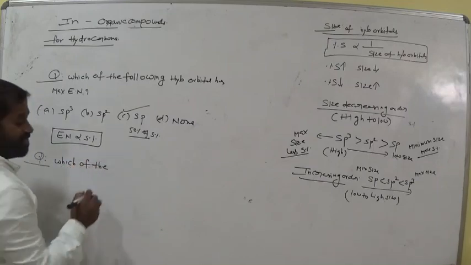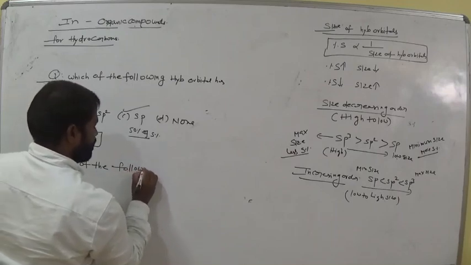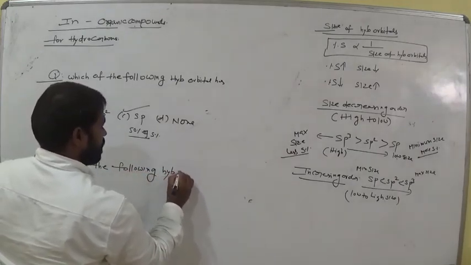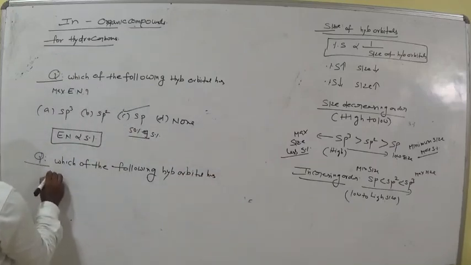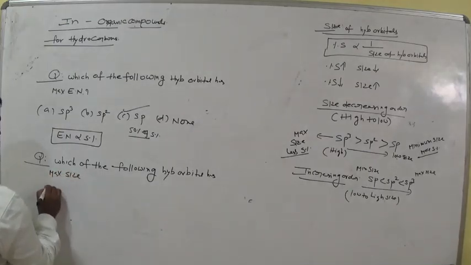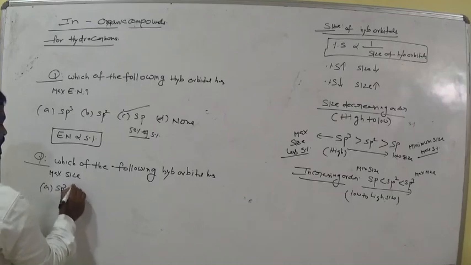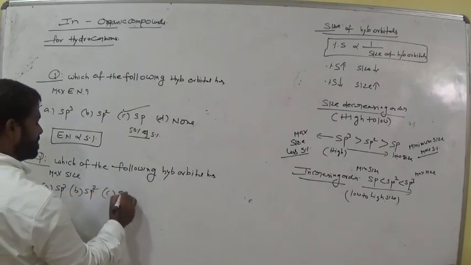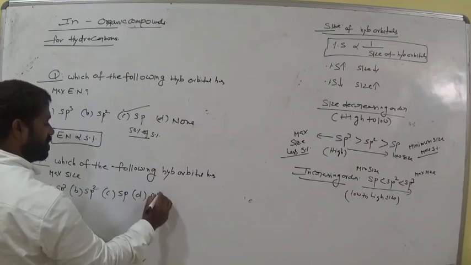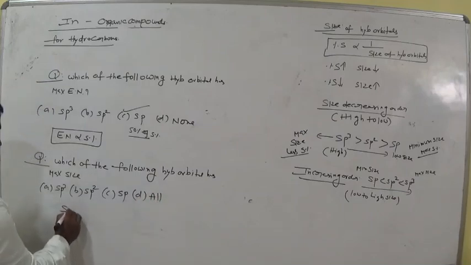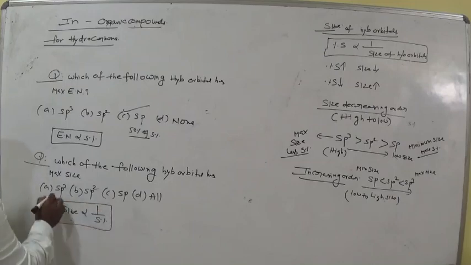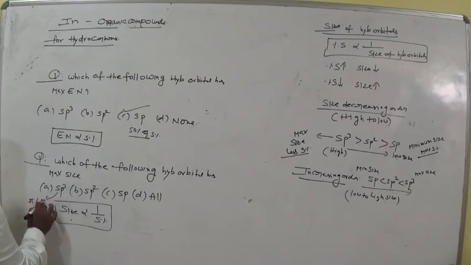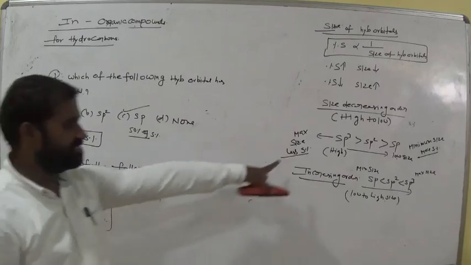Which of the following hybrid orbitals has maximum size? Option A sp3, option B sp2, option C sp, option D all. Which one is the correct one? Size is inversely proportional to s character. Am I right? Which one has less s character? This one, sp3, with 25% s only. So maximum size. This is the answer. Maximum size. Is it clear?